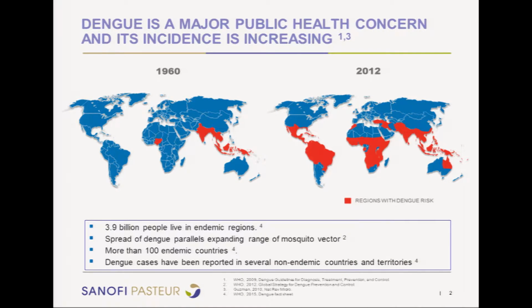Dengue is a major public health concern. The endemic region is where pretty much half of the world's population lives. So it's a staggering number which gets infected every year. WHO estimates around 96 million people get infected, and 500,000 of those have severe dengue disease.